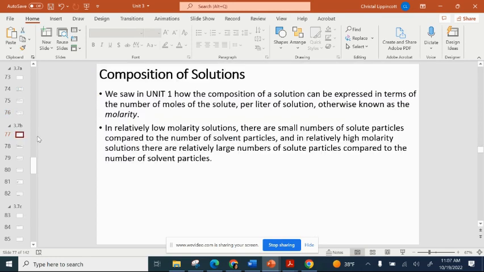Composition of solutions then. We saw in Unit 1 how the composition of a solution can be expressed in terms of moles of the solute per liter of solution. That is known as molarity. In relatively low molarity solutions, there are small numbers of solute particles compared to solvent. In high molarity solutions, there's large numbers of solute compared to the solvent particles. You could end up with one of two situations. You could end up with more solute than you have water.